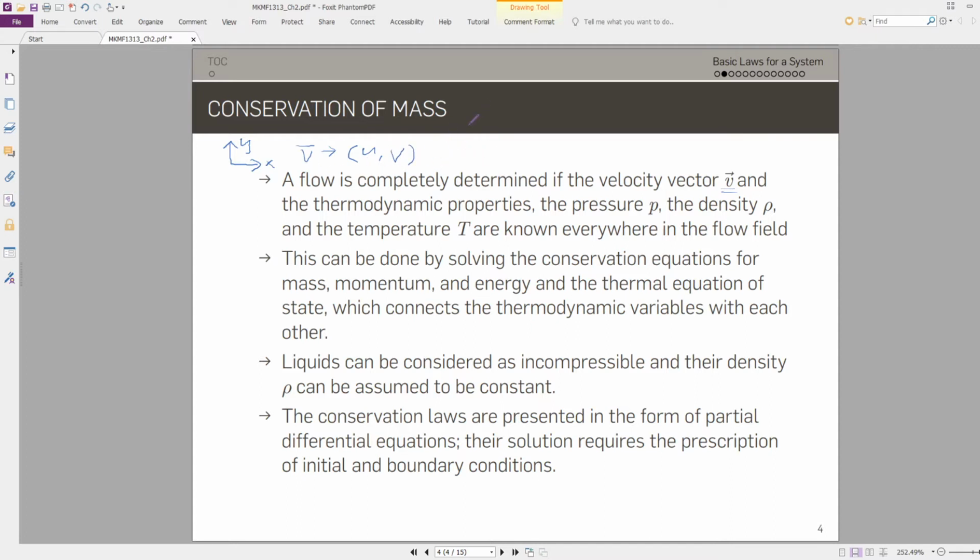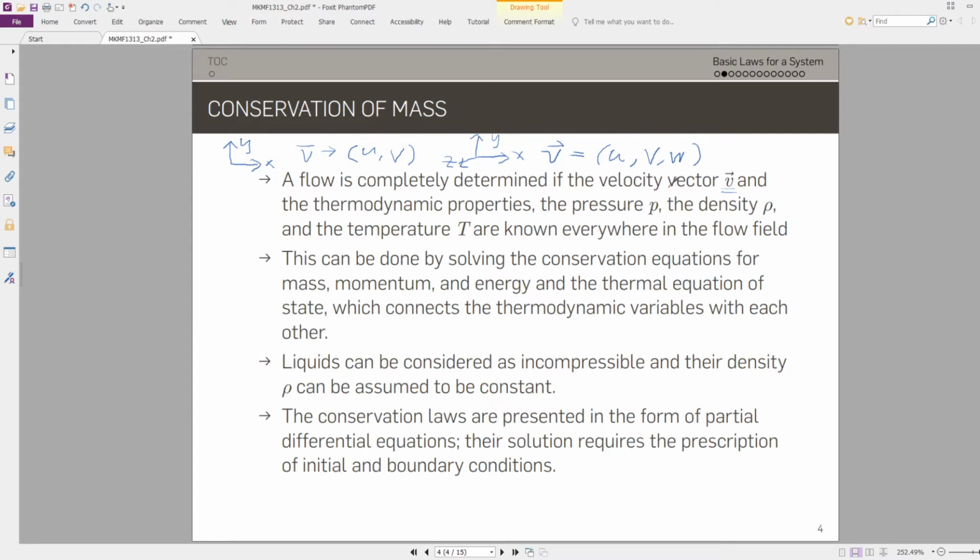If we are dealing with three-dimensional space, x, y, and z, our velocity vector in all directions will have u, which is the velocity in the x direction, v for the velocity in the y direction, and also w for the velocity in the z direction. So this is how we classify the velocity components through the velocity vector.